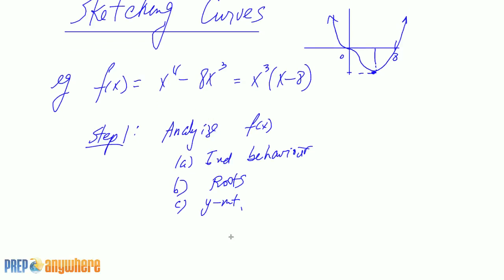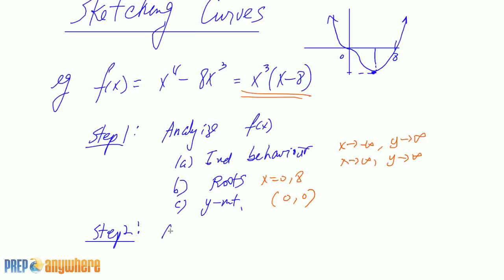So for step 1a, for this particular example, it's this, right? When x is approaching negative infinity, y is approaching positive infinity. When x is approaching infinity, y is also approaching infinity, because it's degree 4. Roots, it's equal to 0 and 8, from this factored form. Y-intercept is going to be also 0. So you pass through the origin.